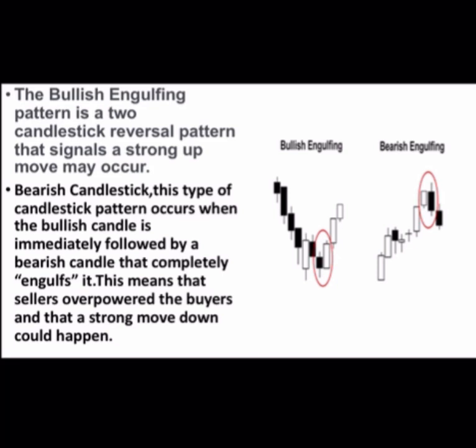Now look at this diagram here. The first diagram shows you a bullish engulfing candlestick at the bottom of a downtrend. Meaning that there was a downtrend. All of a sudden, there were two candlesticks. You can see the first candlestick there is smaller, while the other one following it is bigger. It means it has engulfed the previous one.